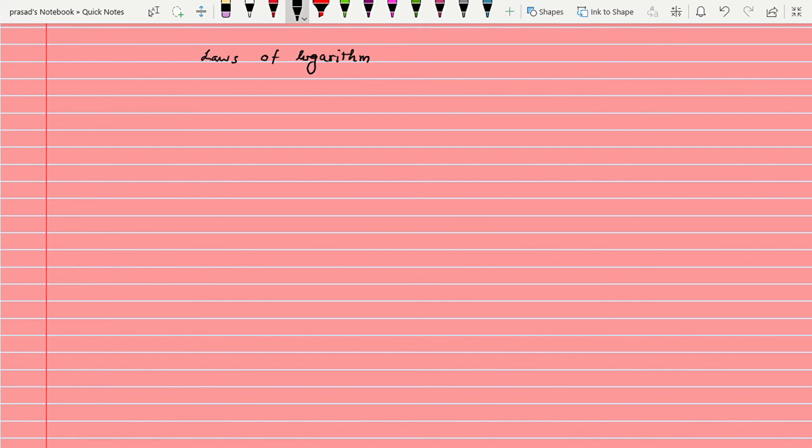So suppose I take log of x to base a is equal to m, which in the exponential form, tell me how I'll write. Yes, the base is a to power m is equal to x. Then log of y to base a, I take it as n, which gives a to power n is equal to y.